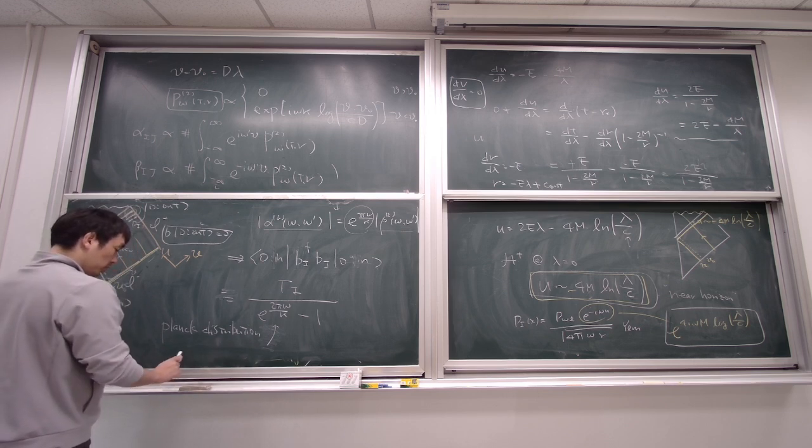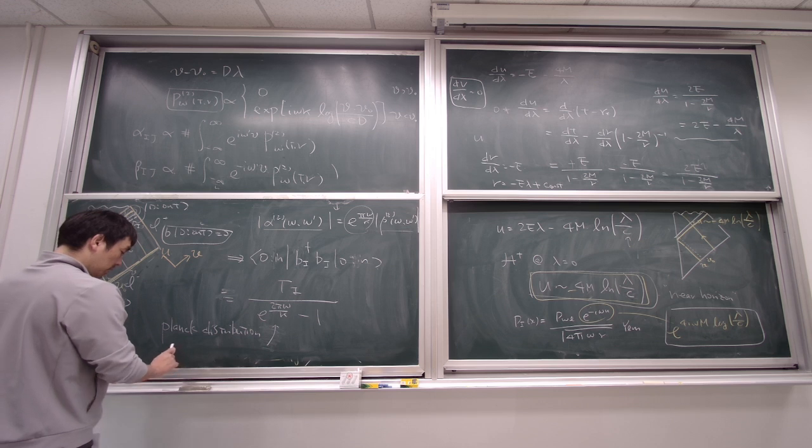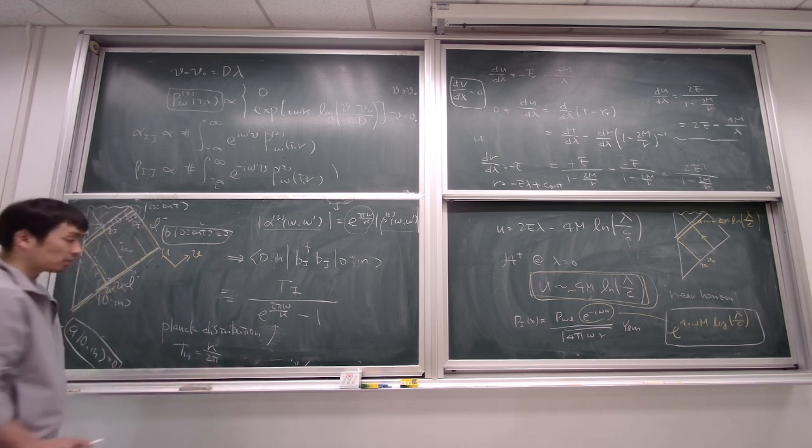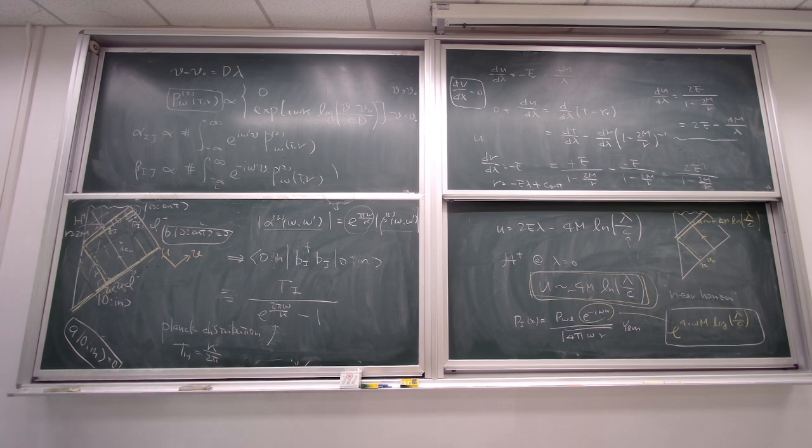With the temperature given by the Hawking temperature, kappa over 2 pi. So that's what we saw from this calculation. This is exactly what Hawking did in his original paper calculation.